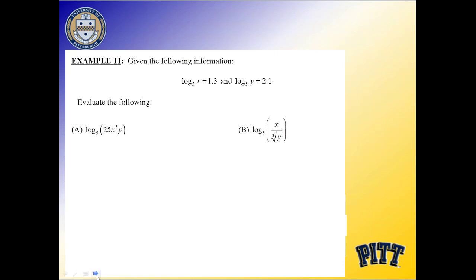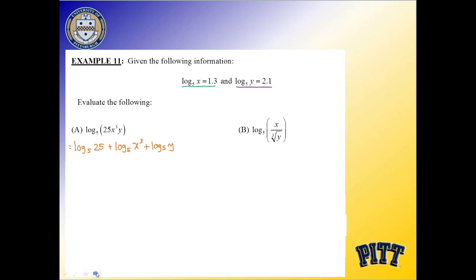So I'm going to use the properties here. I have a single logarithm of a product of three different things in A. So what I can do with this, keeping in mind those two logarithms up there, is try to get log base 5 of x and log base 5 of y to show up so I can replace them with 1.3 and 2.1 respectively. So in part A, I could turn that into the sum of three different log base 5s. I have the log base 5 of 25, the log base 5 of x cubed, and the log base 5 of y.